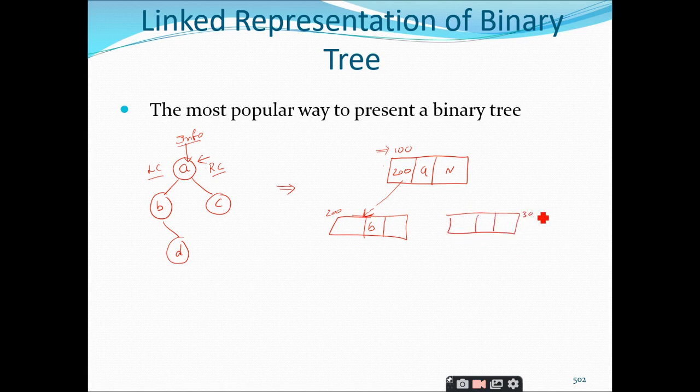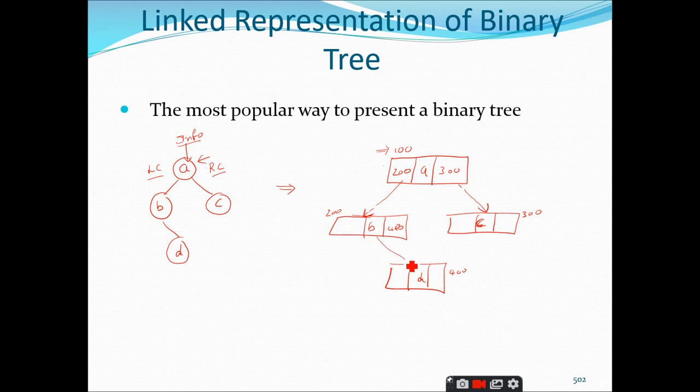Similarly, I create a node for C. Assume that the base address is 300. So where should I store? I have to place this C as the right child of A. So the right child address part should be modified to store the address of this C node. I store like this. When I store 300 inside A, the pointer is pointing to this location like this. And coming to creation of D, assume that it is created at 400, and here I have to store 400. And what is the left child of B?